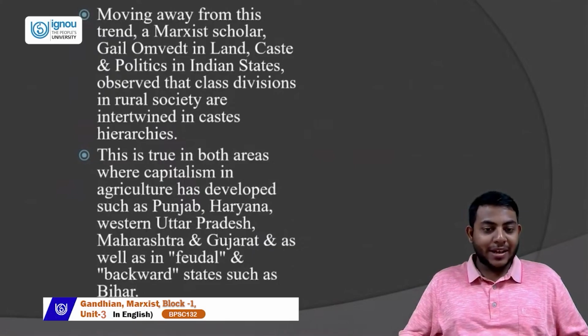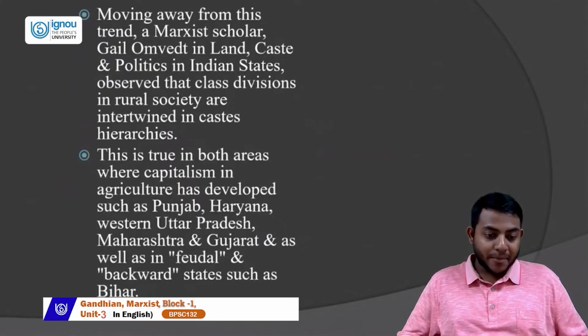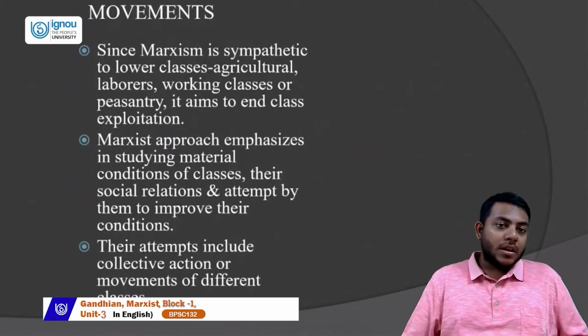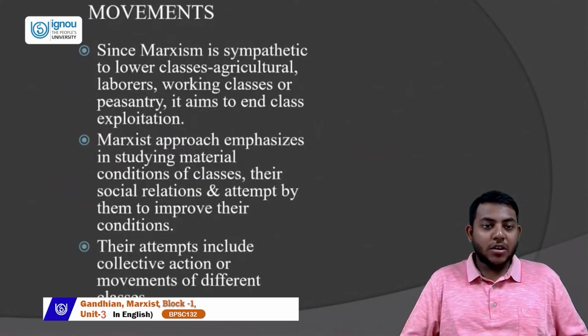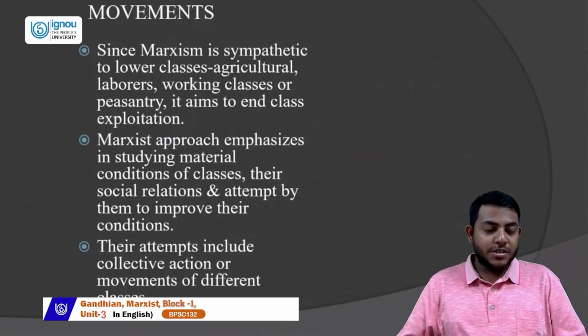where capitalism in agriculture has developed, such as Punjab, Haryana, Western Uttar Pradesh, Maharashtra, and Gujarat, as well as in feudal and backward states such as Bihar, according to Gail Omvedt. Now we shall talk about some of the movements.